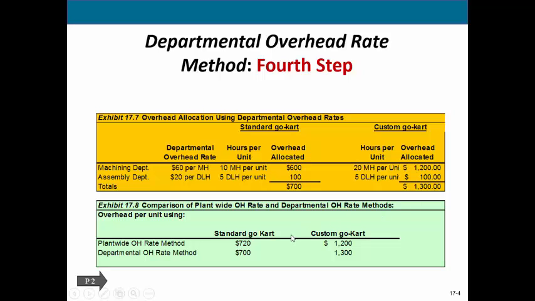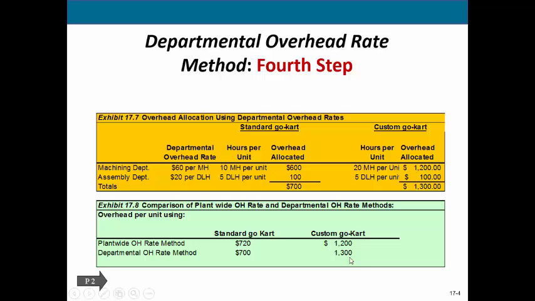So now we've got our various information here. We're just going to compare and contrast. This is just reminding us of the overhead that we allocated to both the standard and the custom go-kart when we were using a plant-wide overhead rate. So you can see now that we've changed to a departmental overhead rate, what's going on. We can see here that the standard go-kart is being allocated a little bit less total overhead, whereas the custom go-kart is now allocated a little bit more.